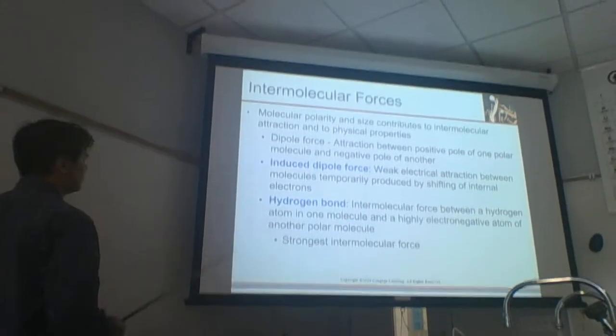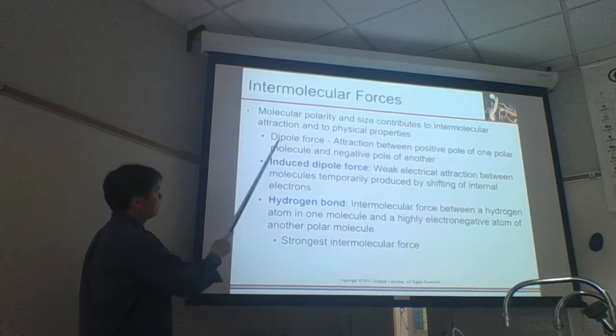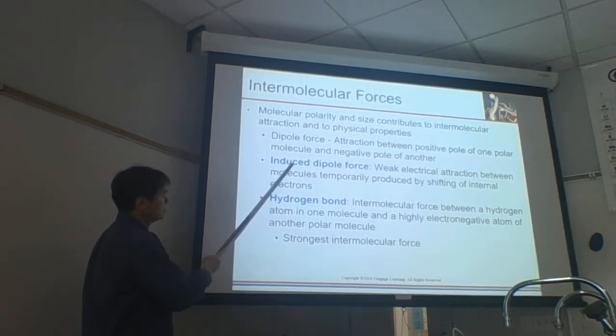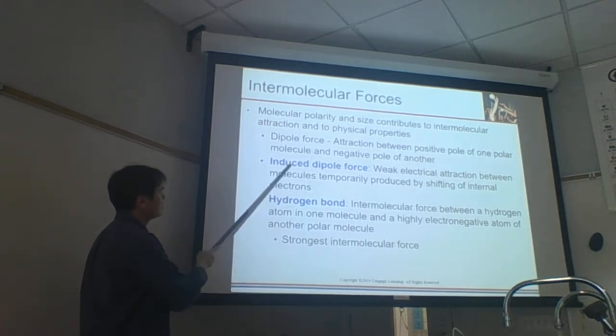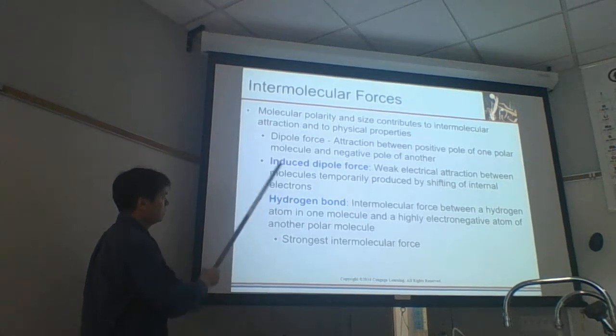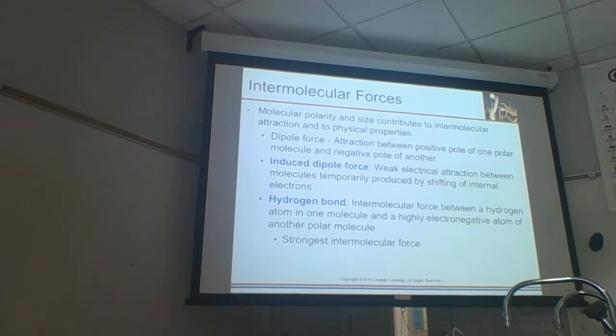We had three of them that we need to be aware of: the temporary dipole, the permanent dipole, and the unusually strong dipole. In other words, the induced dipole, or the London dispersion, the dipole force, and the hydrogen bond interaction. These are the three big ones, and those are very important because they're going to have an impact on properties.